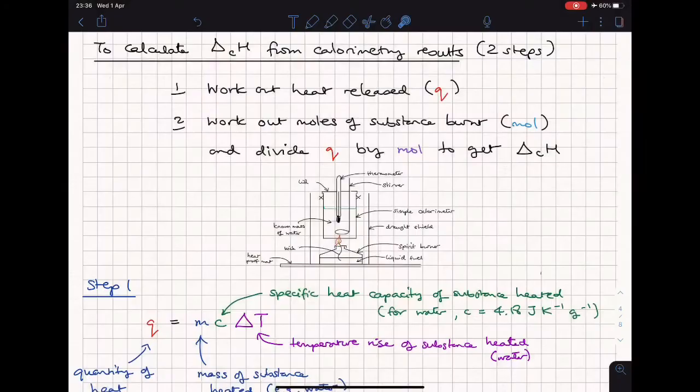So to work out the enthalpy of combustion of the fuel using calorimetry, we first of all work out the amount of heat that's released by the fuel that's gone into the water, and we can do that using an equation, which I'll look at in a minute. And then we work out how much fuel is burnt and convert it to moles. The heat that we worked out that's gone into the water divided by the moles of the fuel burnt will give us the enthalpy of combustion of the fuel.